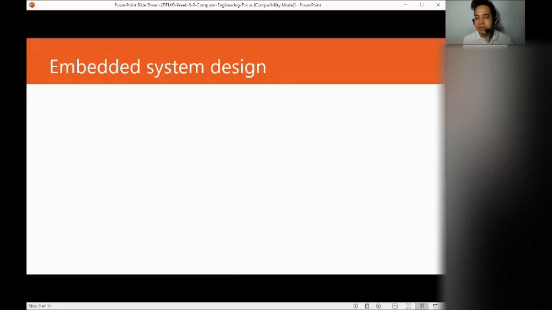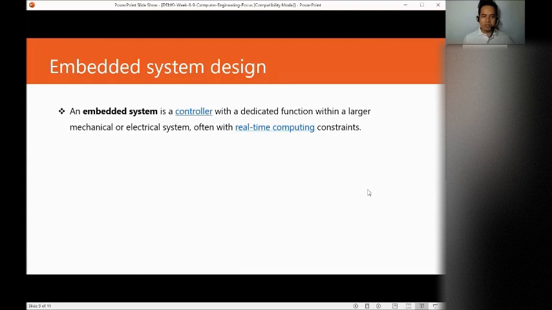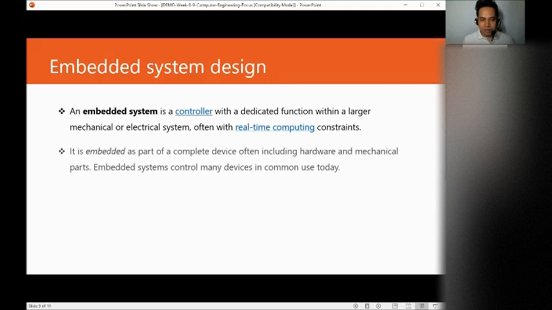Another thing, we also have the embedded system. Are you familiar with the embedded system? An embedded system is a controller with a dedicated function within a larger mechanical or electrical system, often with real-time computing constraints. It's embedded as part of a complete device, often including hardware and mechanical parts. Embedded systems control many devices in common use today. Actually, the definition of embedded system is very simple: a device which is not a traditional computer, but has a computing device integrated into it which controls its operation.